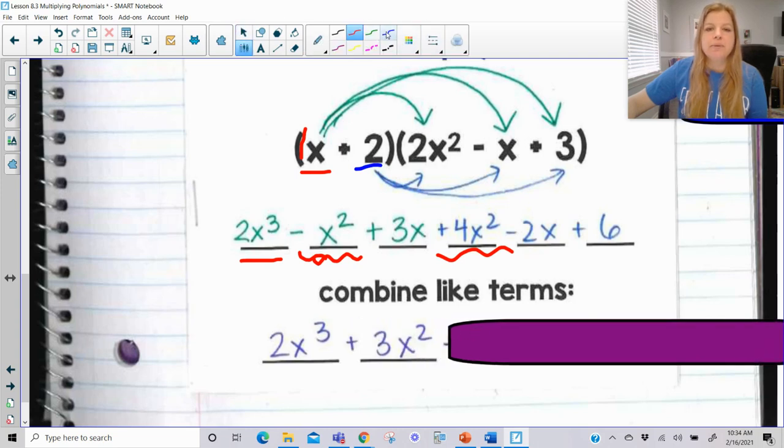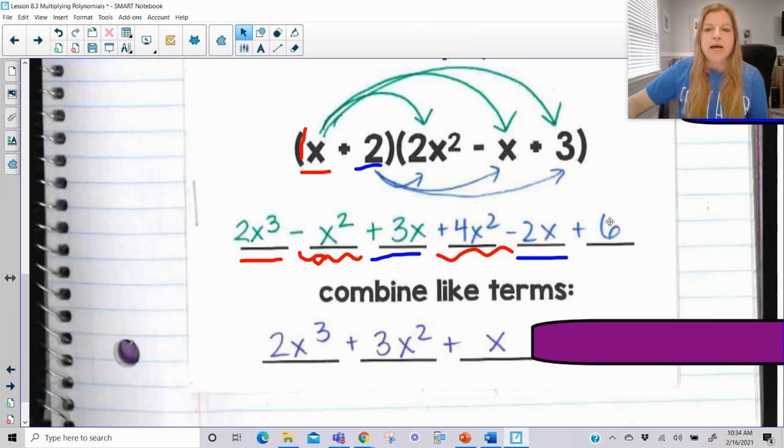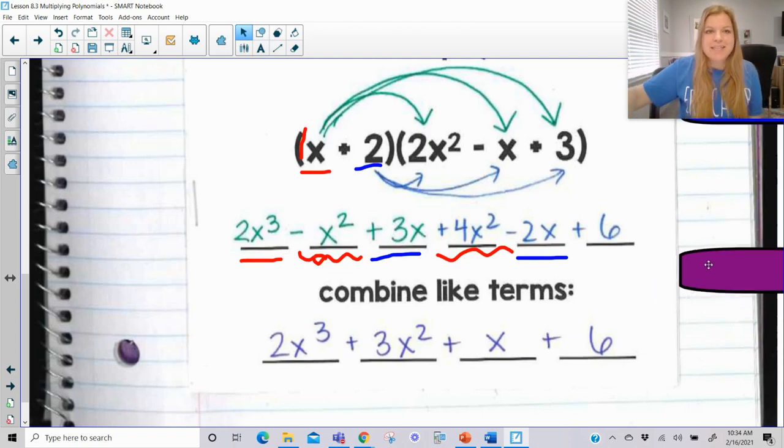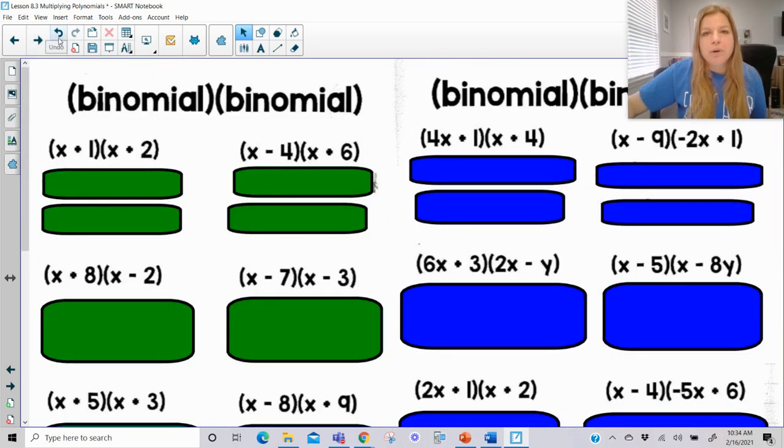Then I'm going to go to an exponent of 1. So a positive 3x and a negative 2x. When I combine those, I get positive x. And then 6. There's nothing to combine with the 6, and so it's just 6. Okay, so now I've got a ton of problems for you.